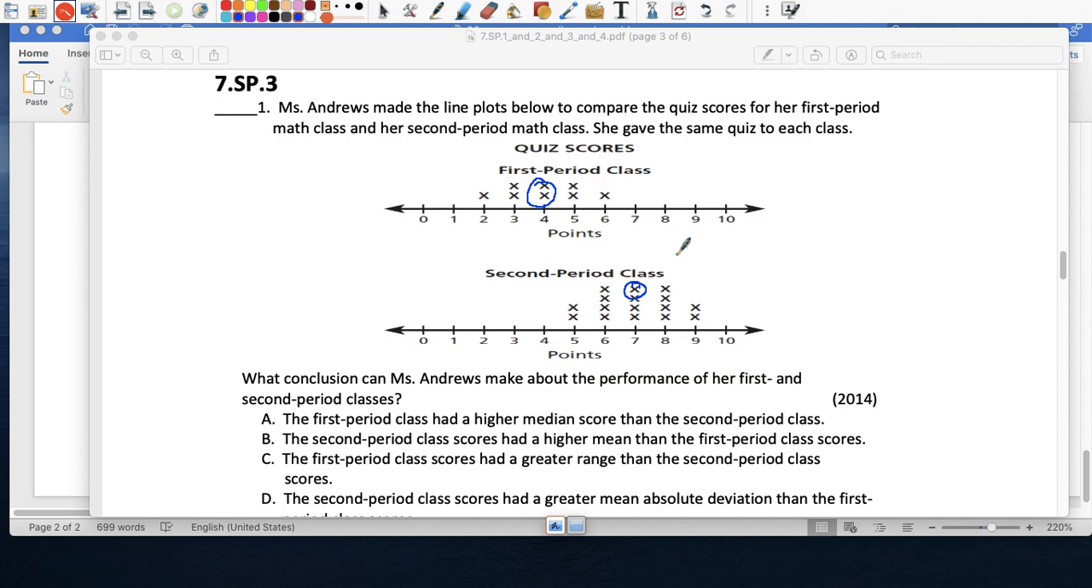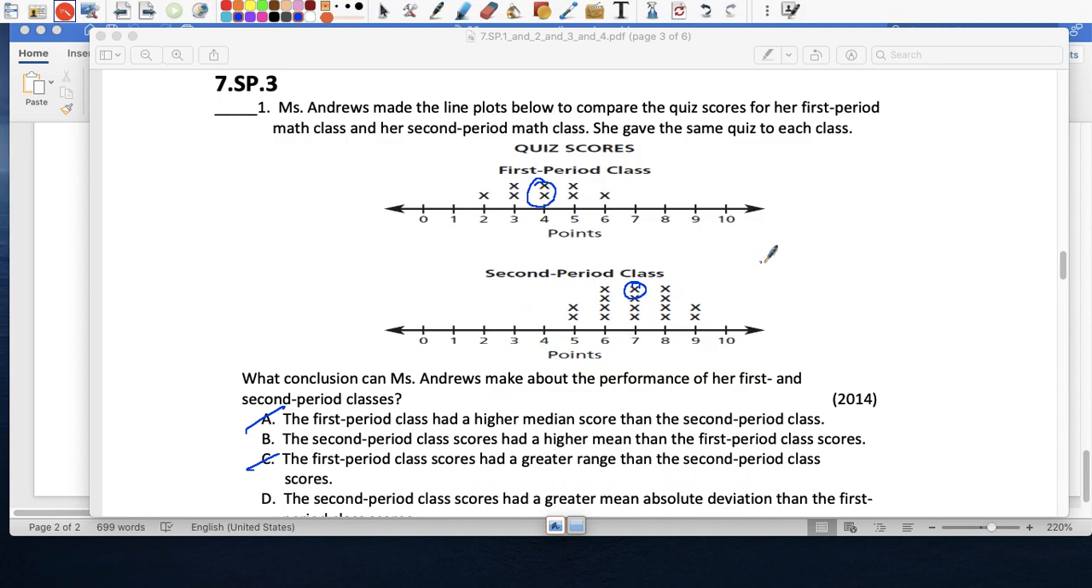C, the first period class scores had a greater range. Well, the range for class A was 6 minus 2, which is 4. And the range for class B is 9 minus 5, which is 4. So the range is the same. So this is not true. So far, B. And the second period class scores had a greater mean absolute deviation than the first.